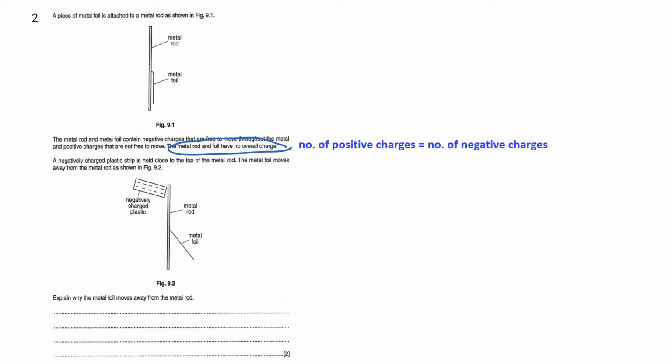A negatively charged plastic strip is held close to the top of the metal rod. It is then observed that the metal foil moves away from the metal rod. Explain why. Recall the law of electrostatics. Like charges repel and unlike charges attract.